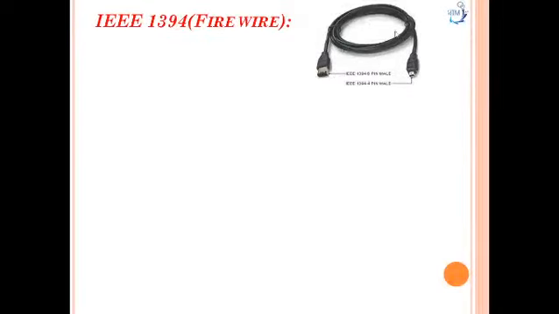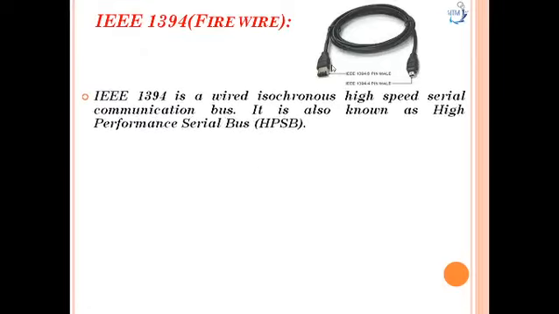Now coming to the IEEE 1394 FireWire cable. I hope you are familiar with this cable. This cable is used to connect the digital camera with the system here. IEEE 1394 is a wired isochronous high-speed serial communication bus. It is also known as a high-performance serial bus here.